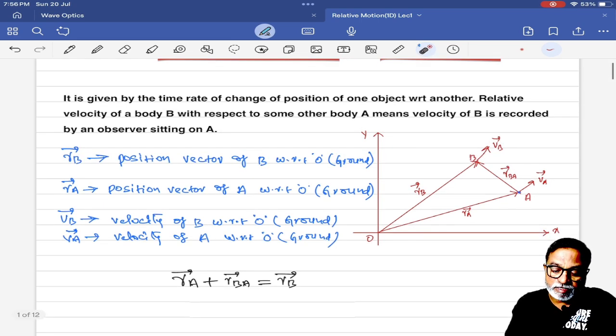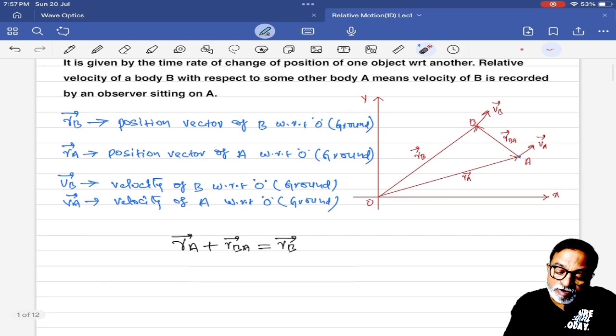See here, for example, there are two bodies. One is A, another one is B. Position vector of A is RA bar, and position vector of B is RB bar with respect to O, the ground. VB is the velocity of B with respect to the ground, and VA is the velocity of A with respect to the ground. See here in vector addition, this is RA bar and this is the position vector of B with respect to A. Therefore, RA bar plus RBA bar is equal to RB bar.